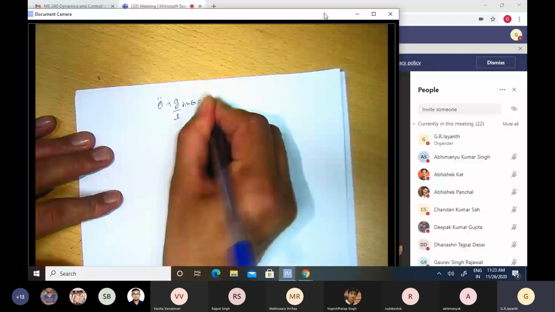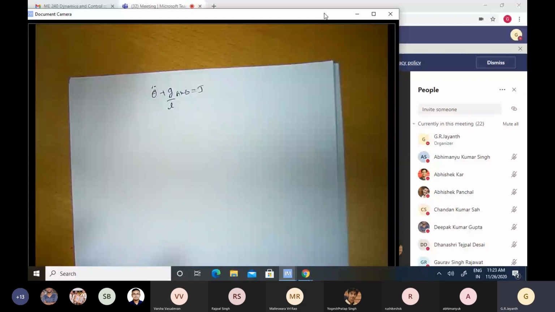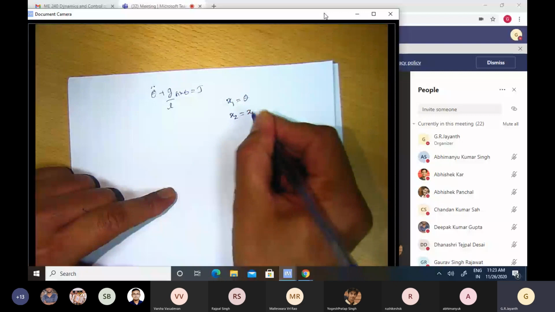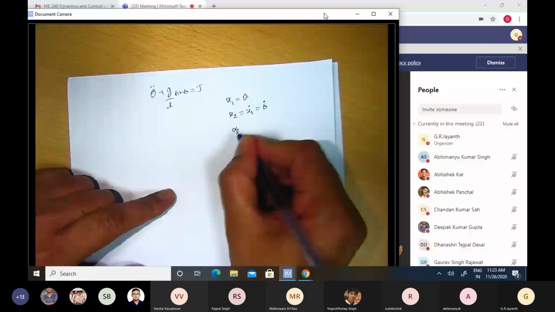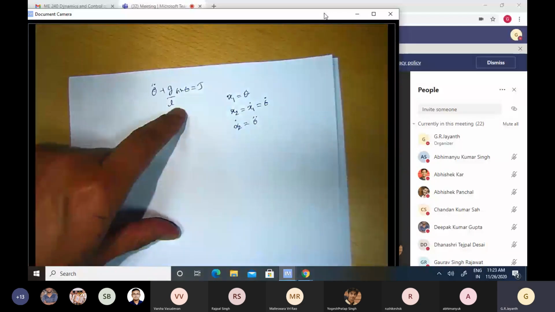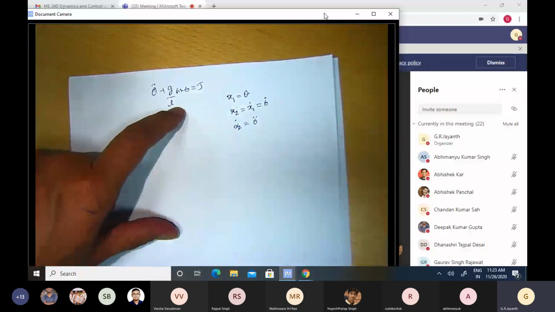Now, there's a very ingenious transformation that helps you to do that. I define x1 as theta and x2 as x1 dot, which is theta dot. Then I notice that x2 dot is nothing but theta double dot. Let me write this equation, therefore, in terms of x2 and x1 and so on.